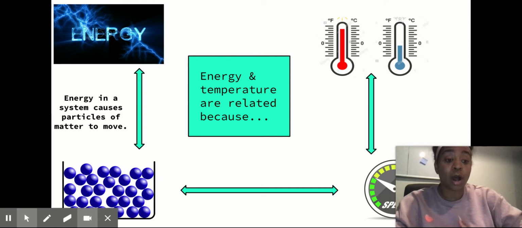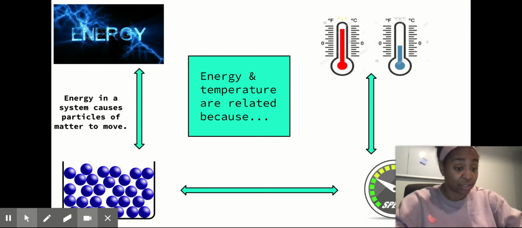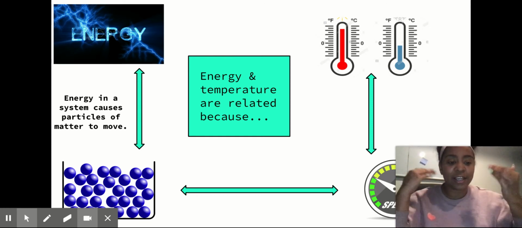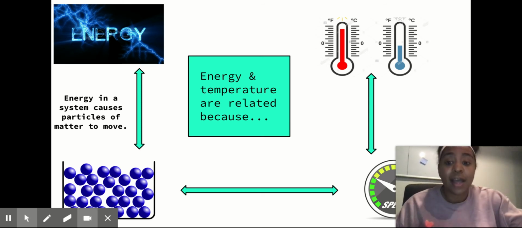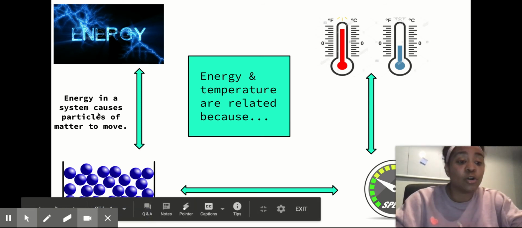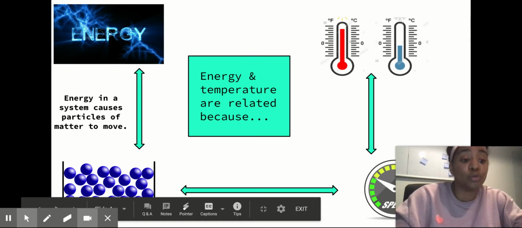So remember when you watched the video with me shaking the petri dish full of BBs, you saw that once I started to shake it, they started to move. Right? So remember back to our analogy map, those BBs represent those particles of matter, and so energy in a system will cause those particles of matter to move.